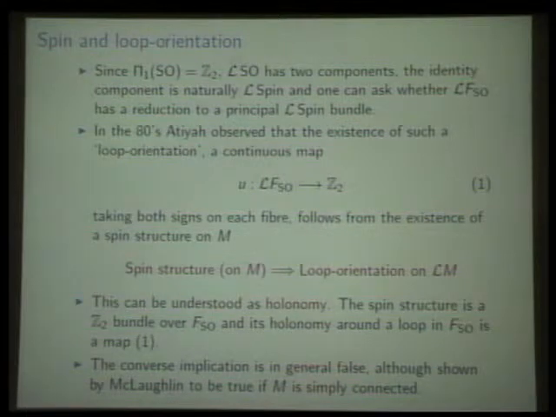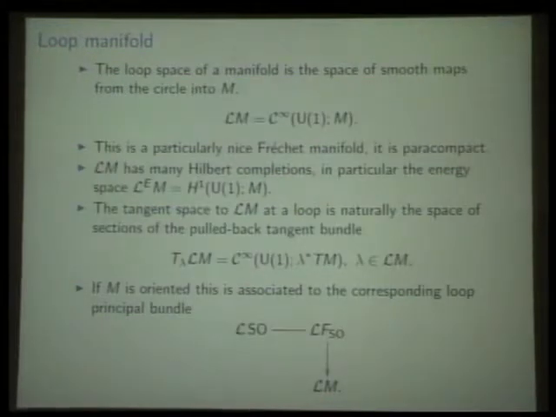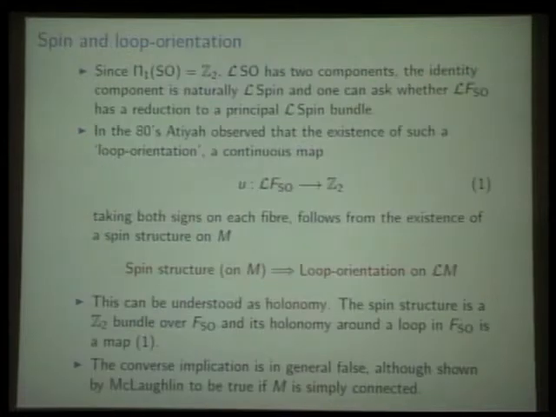And so one can ask, in this previous slide here, whether this principal bundle has a refinement to a bundle which has structure group the identity component of this. So it's an exact analog of the orientation problem for a finite dimensional manifold. It was realized by Atiyah that the question of whether this has an orientation, which you can ask in exactly the same way, is there a continuous map from U into Z2 which takes both signs on each fiber, that the existence of such a thing follows from the existence of a spin structure on the manifold.